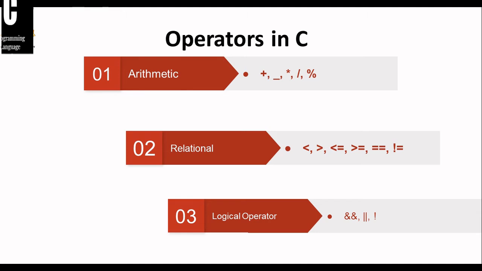Here are the different categories of operators. Some are unary operators, which can be applied on only one operand. Binary operators can be applied on two operands, and ternary operators can be applied on three operands. So there are three main types: unary, binary, and ternary operators. And we can categorize operators based on the nature of the operand.